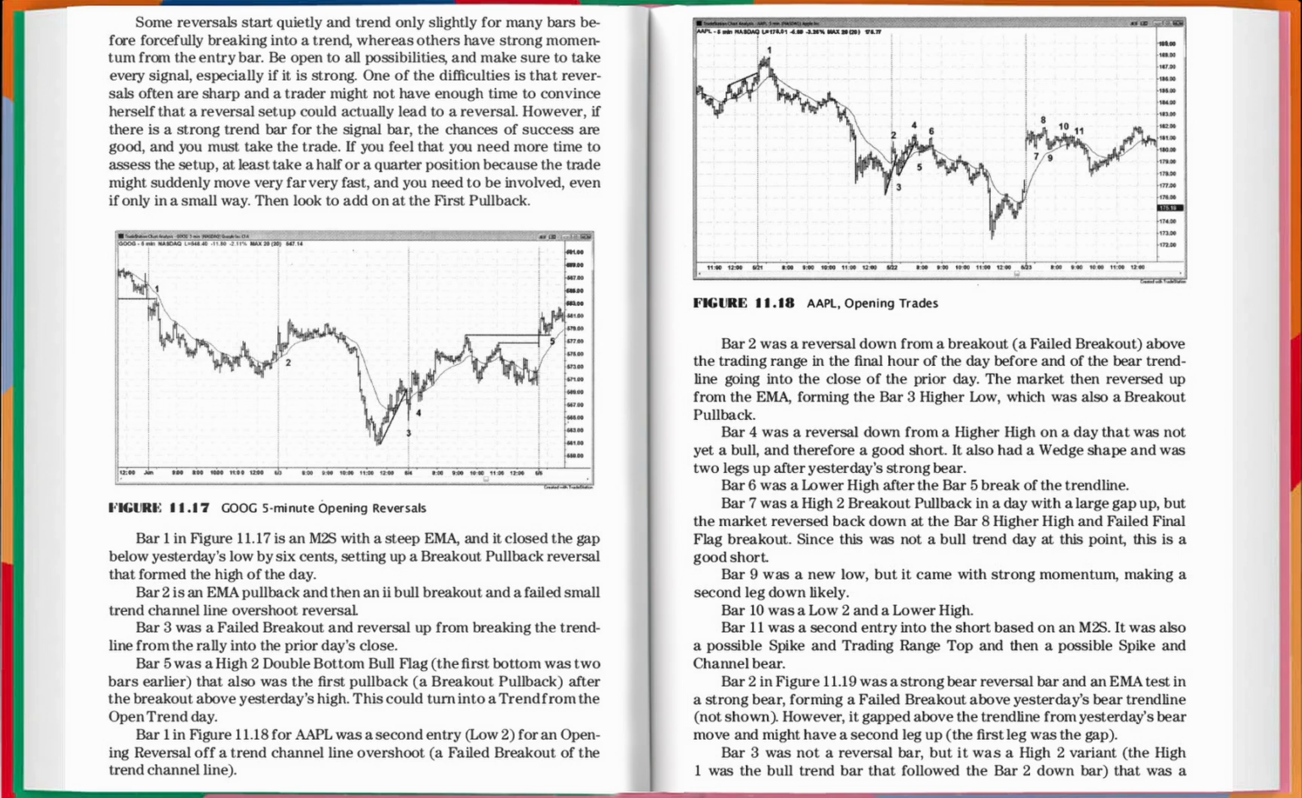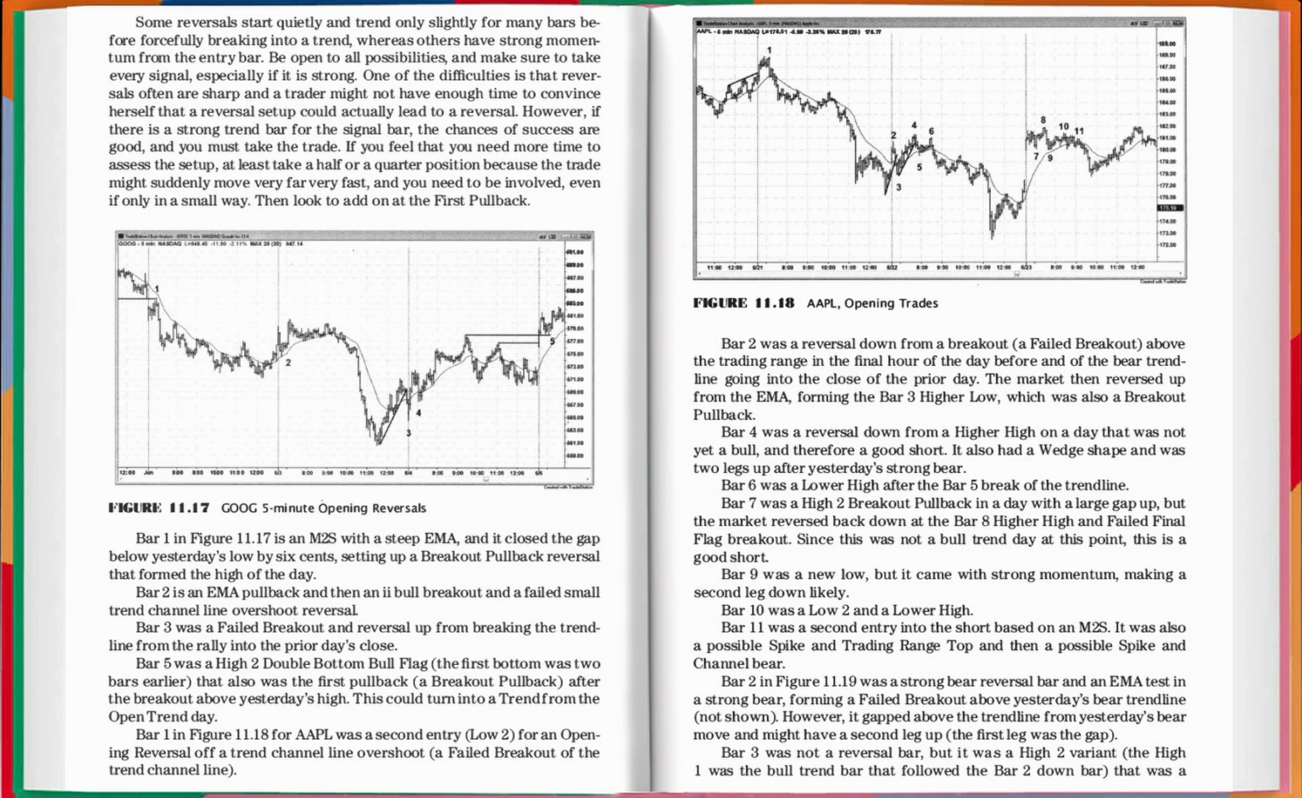Bar 2 is an EMA pullback, and then a Roman 2 bull breakout and a failed small trend channel line overshoot reversal. Bar 3 was a failed breakout and reversal up from breaking the trend line from the rally into the prior day's close. Bar 5 was a high 2 double bottom bull flag. The first bottom was 2 bars earlier.